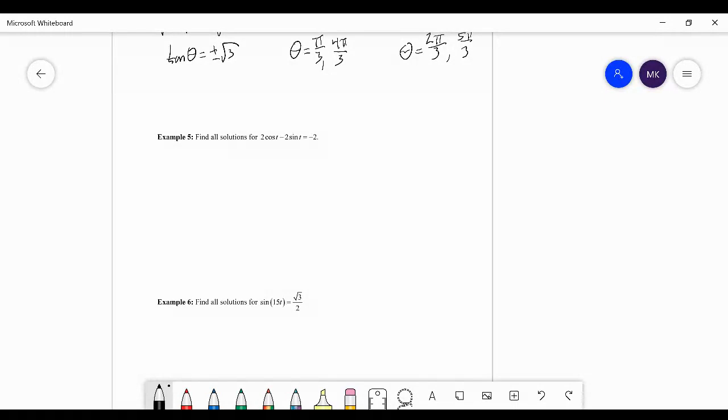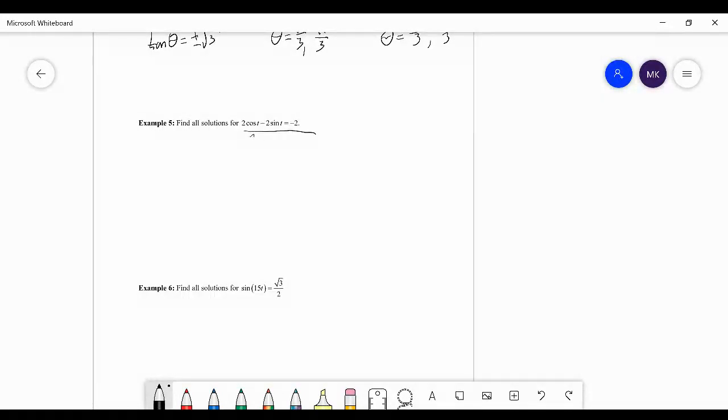And the way we do it is kind of tricky in a way. The first thing we do is let's get rid of these 2's, right? If we just divide everything by 2, those all go away. So what I end up with is cosine t minus sine t equals negative 1.